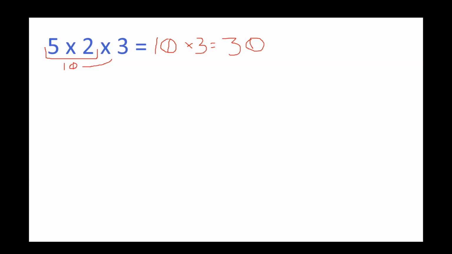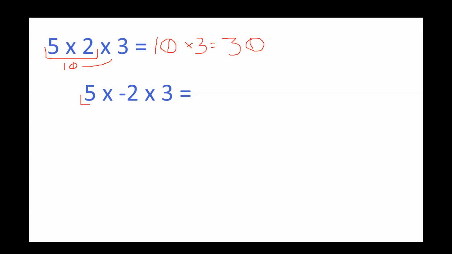What if a negative is involved? 5 times negative 2 times 3. You might think, because of the previous rules, that because there is one negative number involved, it tells you what kind of number the answer should be. But that only works when you're dealing with pairs. If you're dealing with more than two numbers, you have to break it down into pairs first.